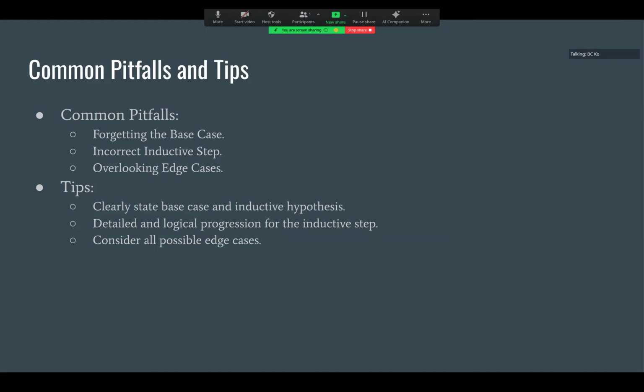And in order to avoid these pitfalls, make sure you clearly state the base case and inductive hypothesis, and make sure that the inductive step is detailed, and not only detailed, but also logically progresses from the hypothesis. And also, you want to make sure that all possible edge cases are covered so that the proof is comprehensive and accurate.